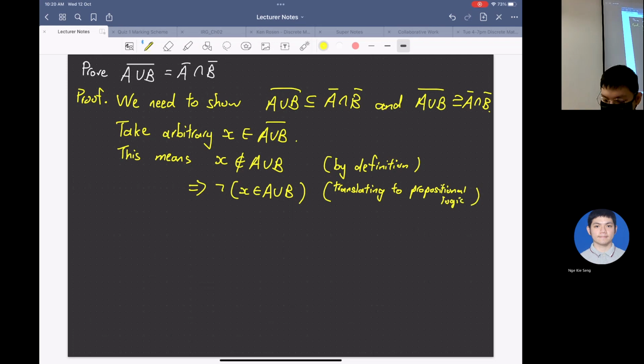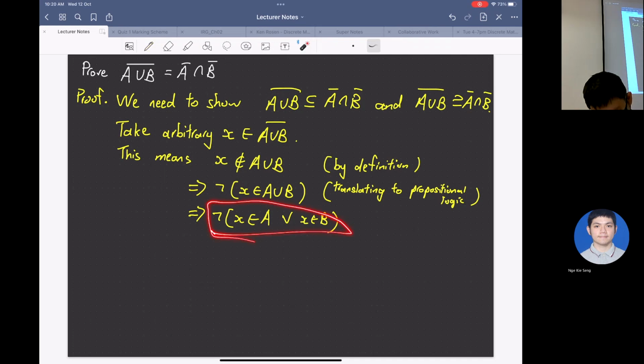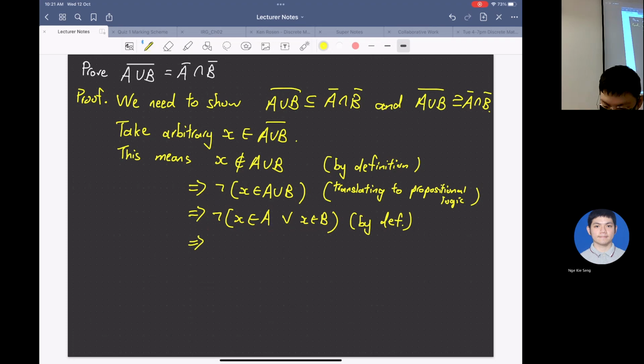It's not the case that x is in A union B. And then, recall the definition of union: x is in A or x is in B. Now this whole sentence is a proposition already. It's not the case that x is in A or x is in B, by definition. So it is a not of a disjunction.